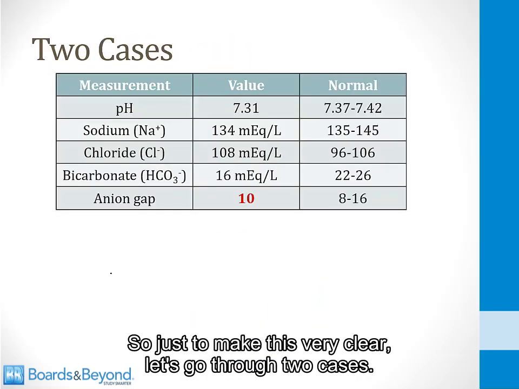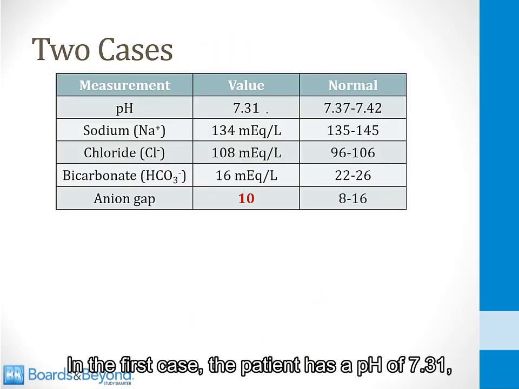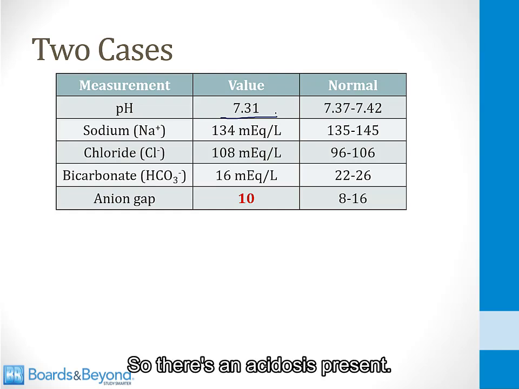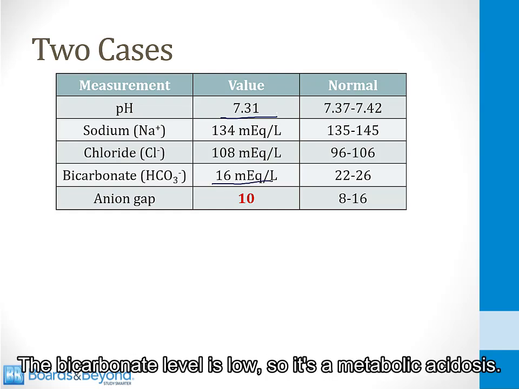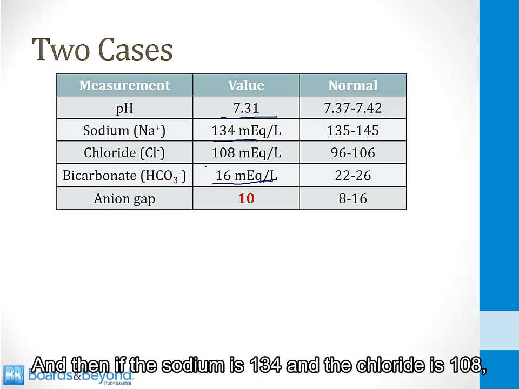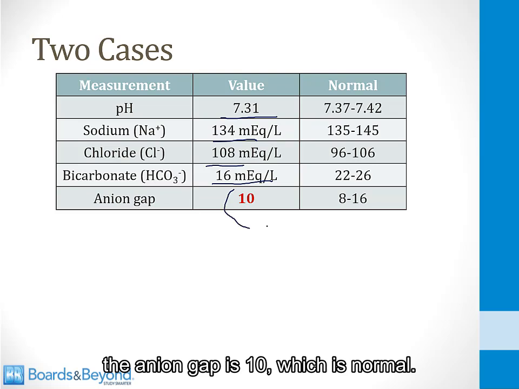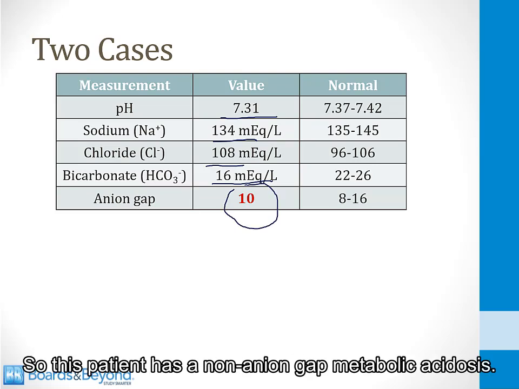So just to make this very clear, let's go through two cases. In the first case, the patient has a pH of 7.31. This is low, so there's an acidosis present. The bicarbonate level is low, so it's a metabolic acidosis. And then if the sodium is 134 and the chloride is 108, the anion gap is 10, which is normal. So this patient has a non-anion gap metabolic acidosis.